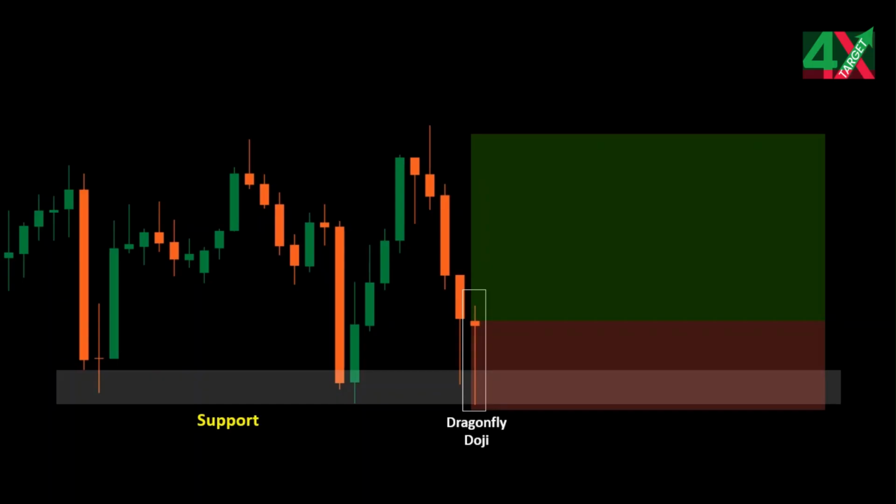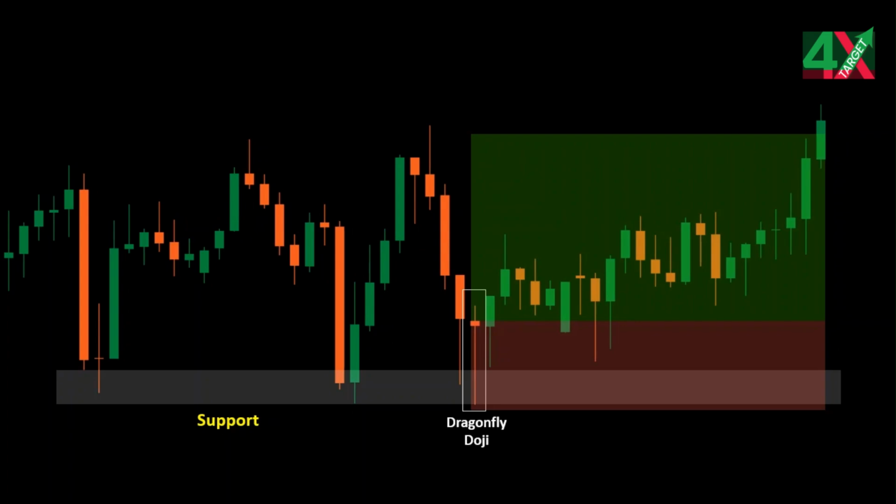A buy entry can be considered either at the close of the dragonfly doji or after a slight pullback on the following candle for a more favorable entry. The stop loss should be placed just below the low of the dragonfly doji. The take-profit target is set at the next significant resistance level.